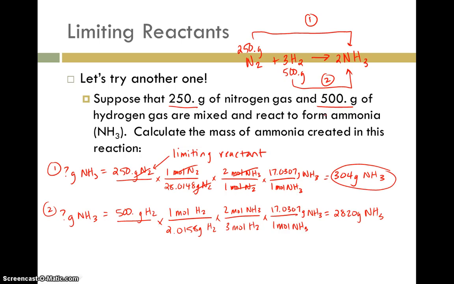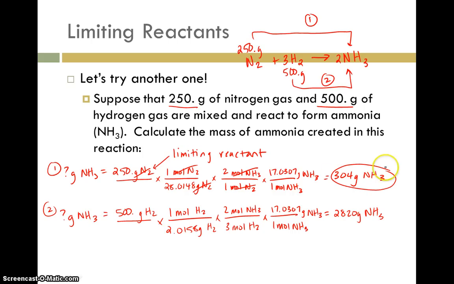So you can see here that I set up my problems where I solved for my N2 turning into NH3 and my H2 turning into NH3. And you can see that when you compare these two values, my N2 makes way less product than my H2. So what this tells me as a chemist is that this N2 is limiting because it's going to be all used up after 304 grams of our product has been made. So once this guy is all gone, our reaction can't go any further.